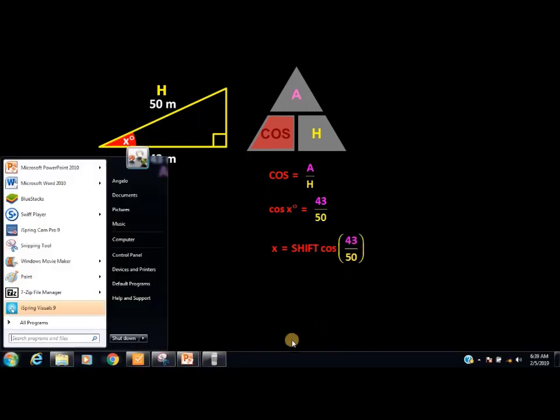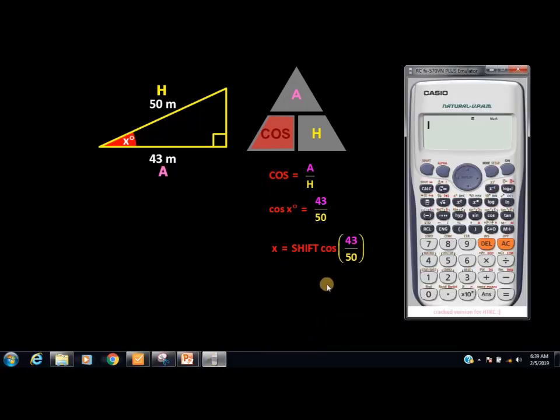We now use a calculator. So to do this, we must first go shift cosine. This is a fraction, make a fraction. 43, come down 50. Remember to go to the right and close the bracket. You can see we have this bracket. Now press equals. There is the answer.